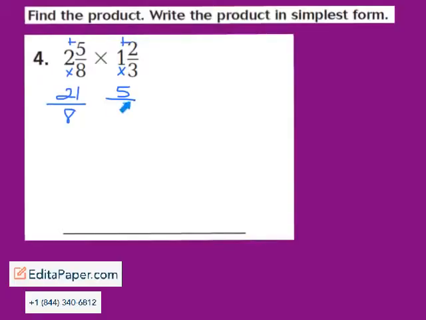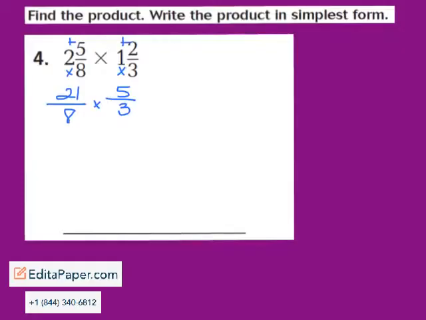So I'm going to turn that into 5/3. So we'll go ahead and write our 3 down as our denominator. Now my improper fractions are 21/8 times 5/3. Now once again, because we're multiplying two mixed numbers together, the product can turn out to be quite large. So let's think about how we might be able to simplify within the problem.